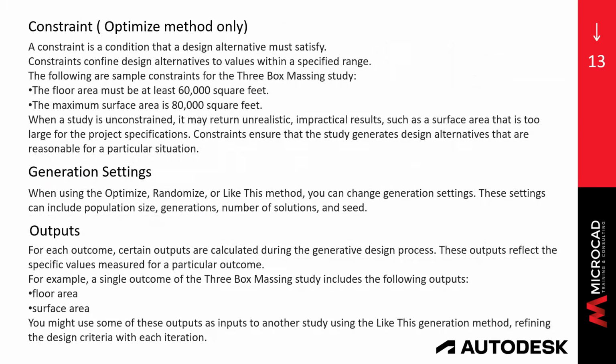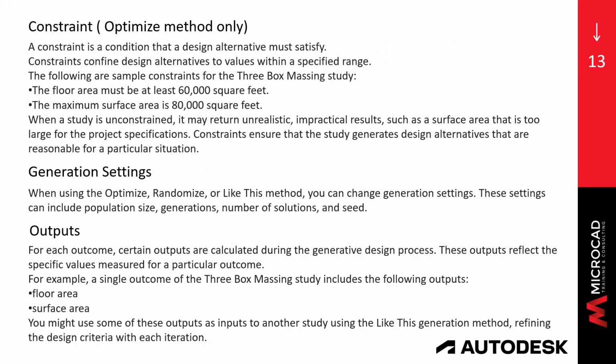When we talk about constraints, as we're going to show in the box exercise, you can constrain the height of one of the boxes. You can constrain the floor area. You can constrain the maximum surface. Then you can define in the generation settings, you can change the settings, and then you will have multiple outputs.